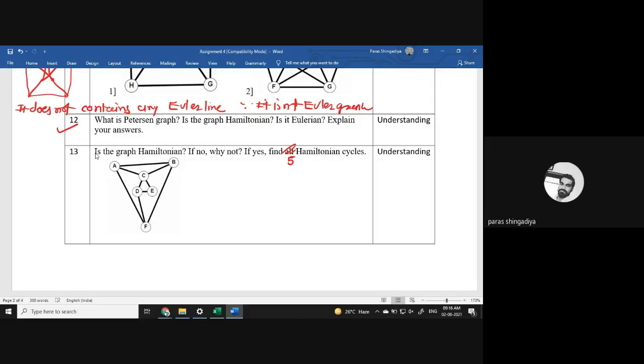Has anyone verified? Is it Hamiltonian or not? Yes, it is a Hamiltonian graph. Good. So the conclusion is it contains a Hamiltonian cycle, therefore it is a Hamiltonian graph. You have to mention in the answer: yes, it is a Hamiltonian graph. And now because it has a Hamiltonian circuit, which circuit? Let's predict the first one.